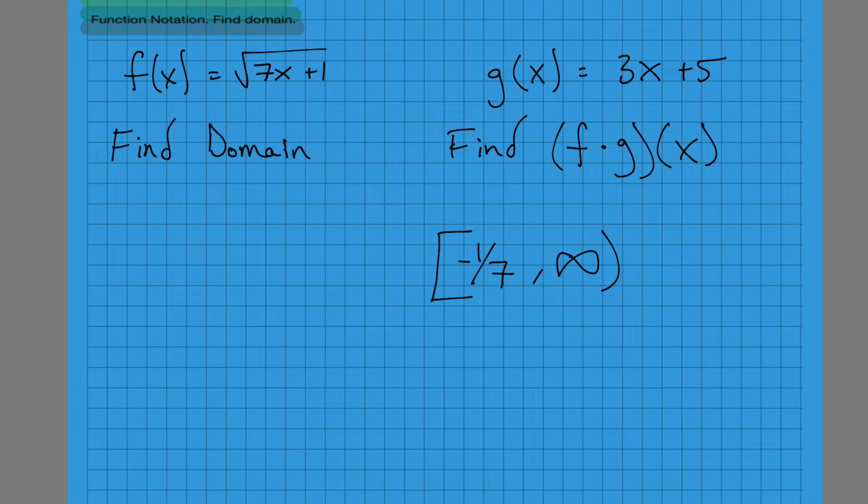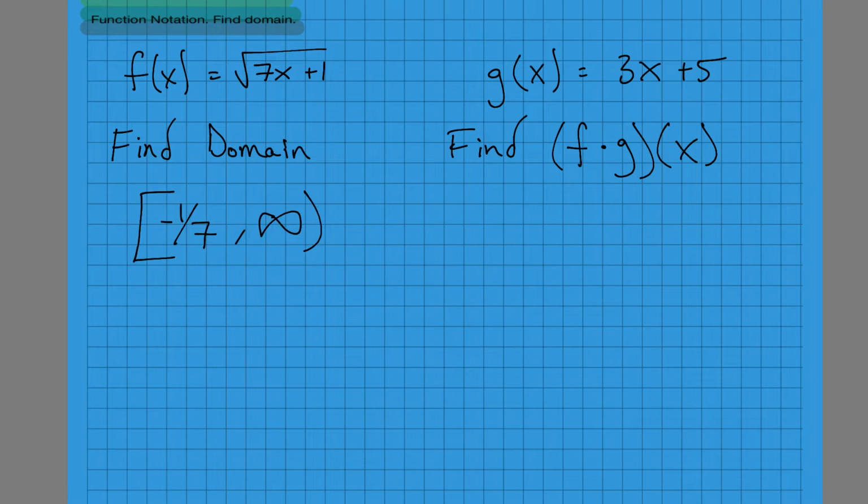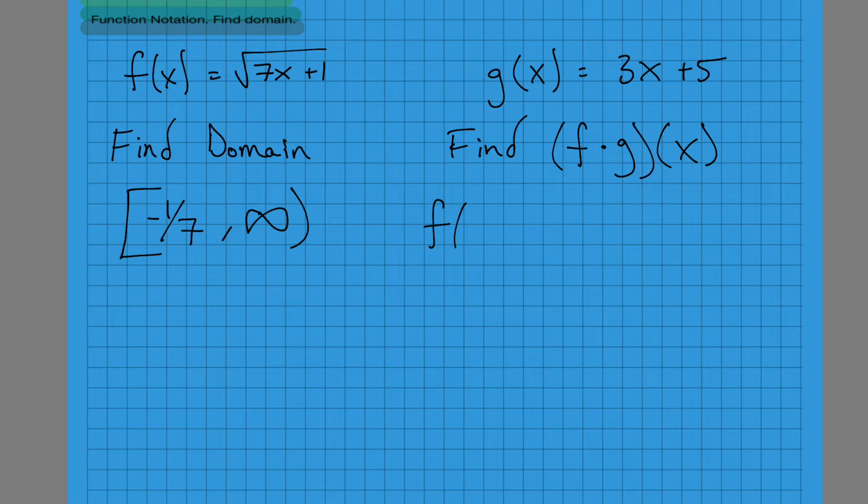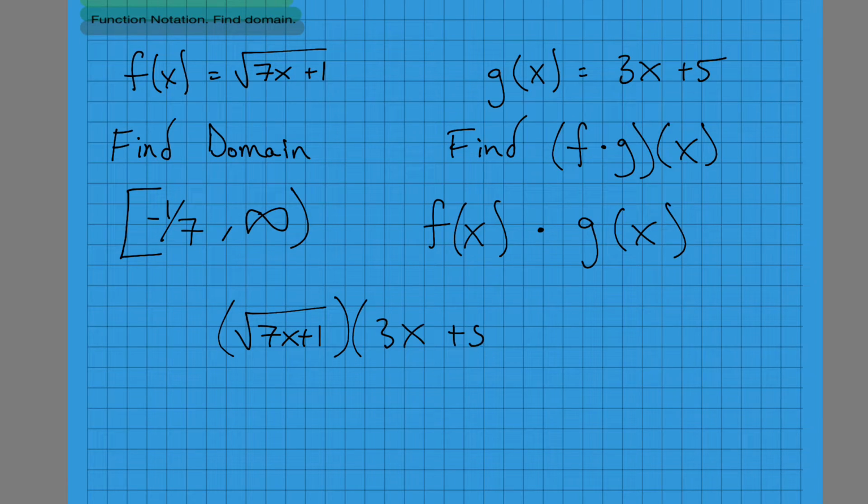So here's our domain. Next we want to find f times g of x. So f times g of x is simply f of x times g of x. What do we have here? We have f of x, the square root of 7x plus 1, so we're going to say that's the square root of 7x plus 1, times 3x plus 5. If you want to distribute, you can distribute. I'm going to go ahead and leave it like this.